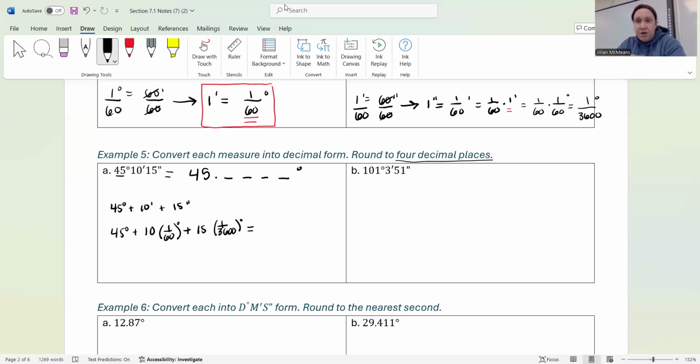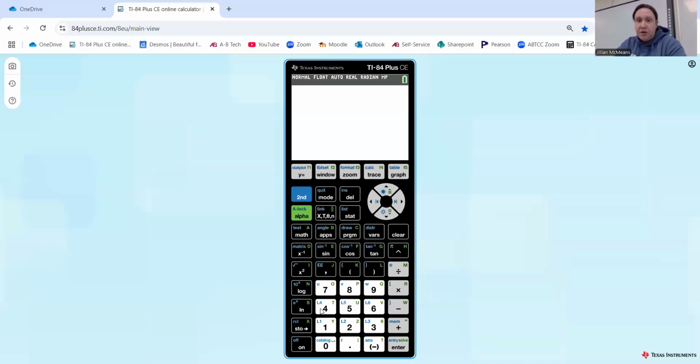Okay, I'm going to go ahead and just keep the 45. We know the 45 is going to be the whole number. So 45 degrees plus, we had 10 minutes. Well, each of those minutes is 1/60th of a degree. And then we had 15 seconds, and each second is 1/3600th of a degree. So if we type all of this into the calculator with those plus signs and then hit enter, we're going to get our decimal. So this is 45.1708333333. So let's see what that means as far as rounding goes.